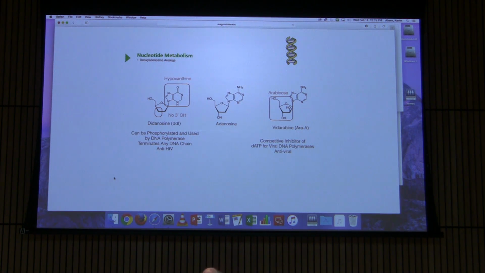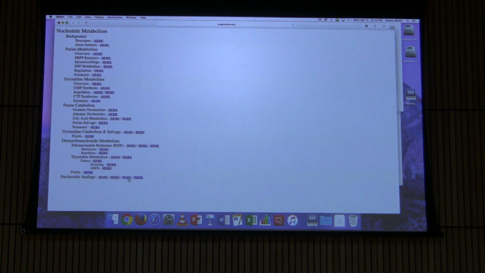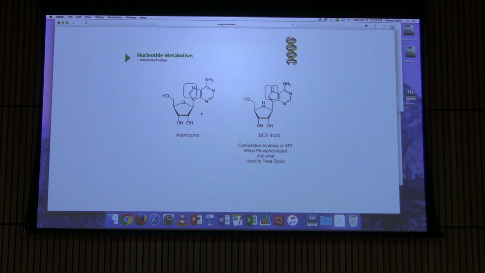I'm just going to briefly flick through them and show you some of them. Some of the designs are very similar to nucleotides. Some of them are different enough that you'll be surprised that they actually do work. This one here has a very subtle difference in the base. Look at that. It's used to treat Ebola. And again, you don't need to know the names or the structures here.